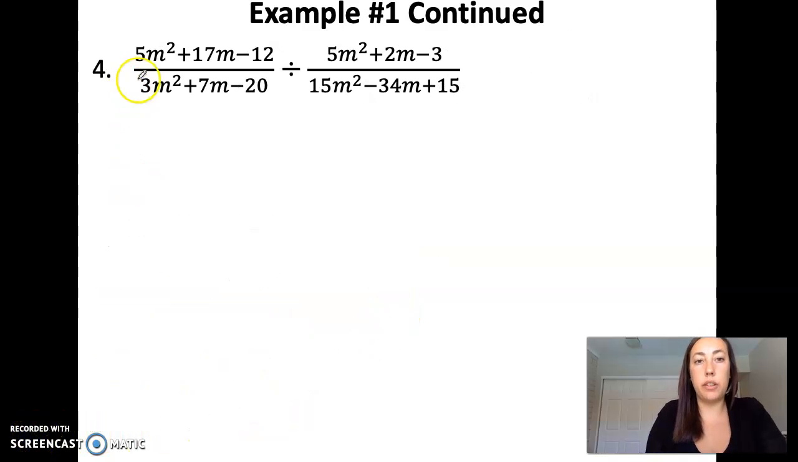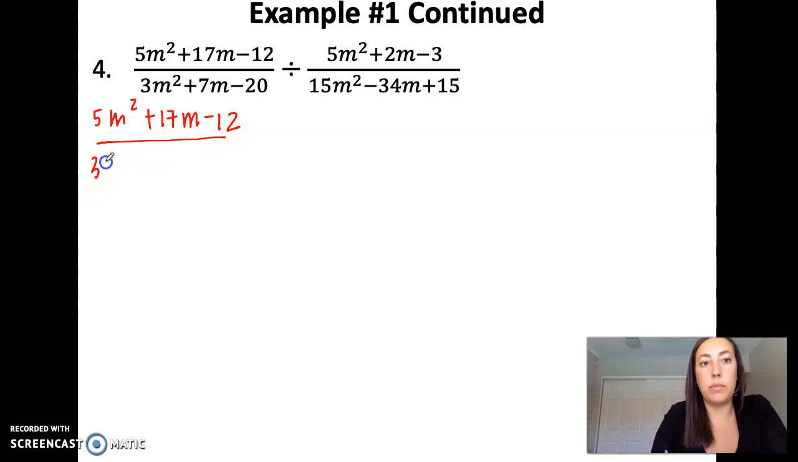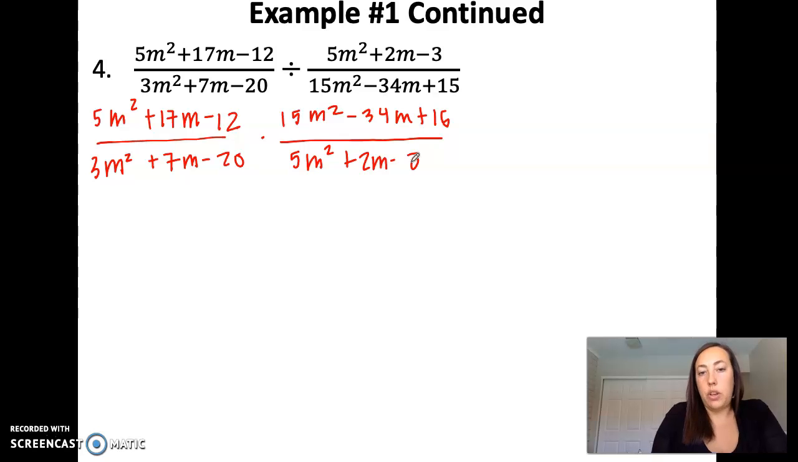Here's the last example. This one looks the craziest because we have some trinomials here. First, let's leave this first fraction the same: 5m squared plus 17m minus 12 over 3m squared plus 7m minus 20. And then we're going to multiply by the reciprocal. So 15m squared minus 34m plus 15, and then the numerator moves to the bottom: 5m squared plus 2m minus 3. Okay, so when you have trinomials, we have to factor these. Otherwise, we can't cancel anything.